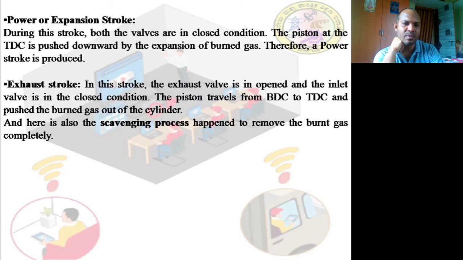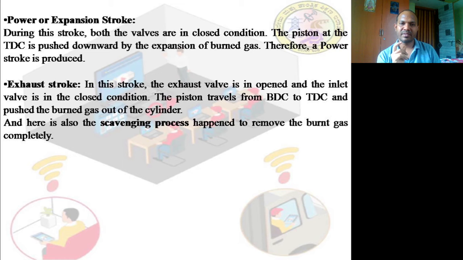In the exhaust stroke, the exhaust valve is opened and the inlet valve is in the closed condition. The piston travels from BDC to TDC and pushes the burned gases, or the smoke, out of the cylinder. A scavenging process also happens here to remove the burnt gases completely. This is what happens in the exhaust stroke, as I have already explained. And I would like to explain one small terminology over here, what we call scavenging.